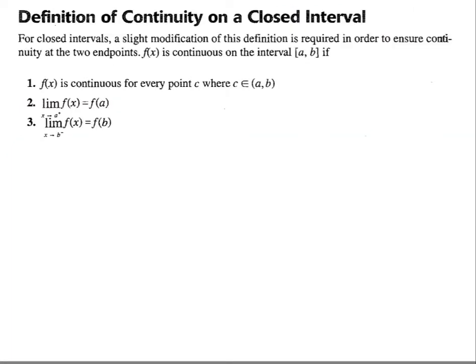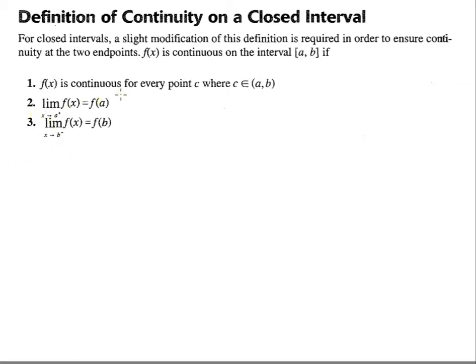The only difference between continuous over an open interval and a closed interval is when you look at the endpoints. So the first thing, finding it continuous at every point inside the interval, is the exact same thing as what we just did. That's the same rule as for an open interval. The only thing that changes is at the two endpoints of the interval.